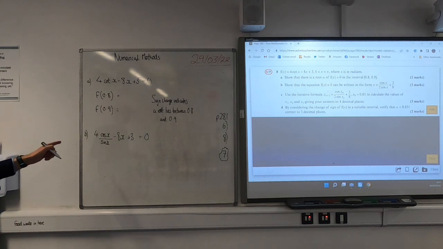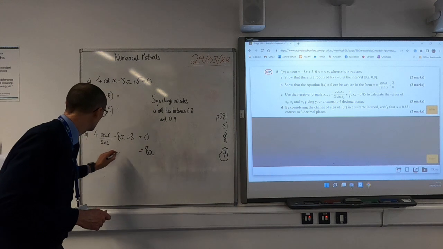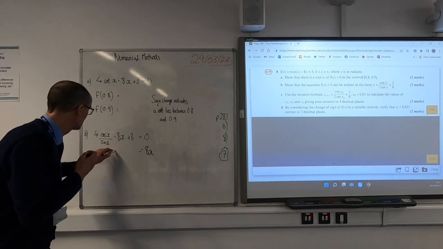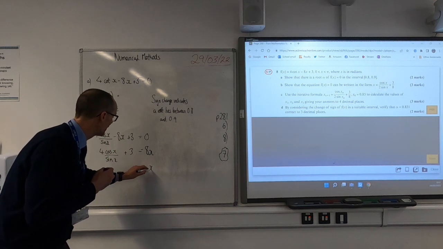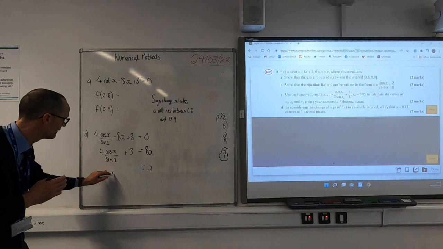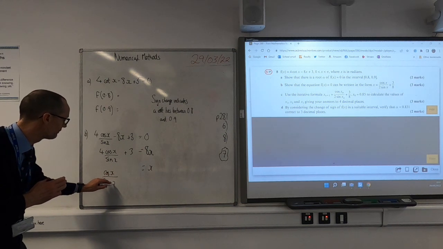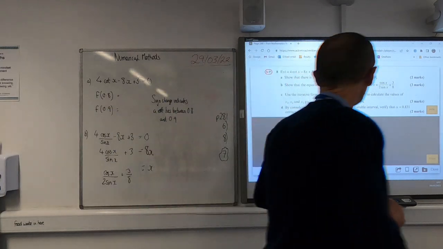So the rearranging here, I add 8x to both sides, and then divide by 8. If you divide 4 times something by 8, you get half of it, so you get that. So that's your iterative rearrangement.